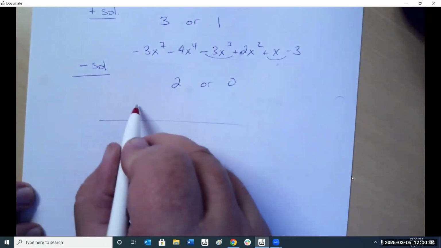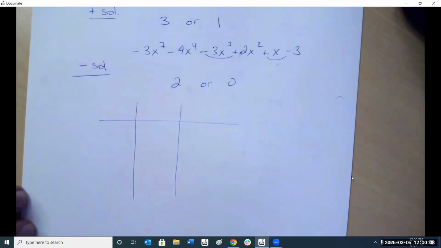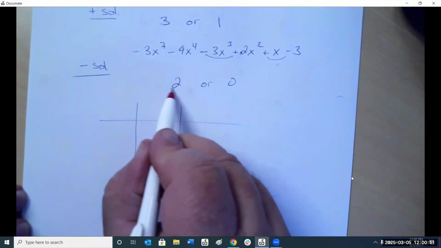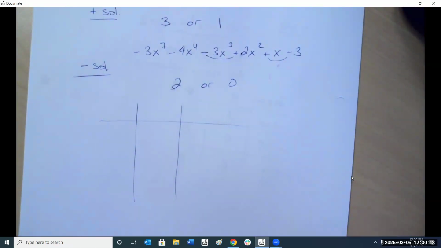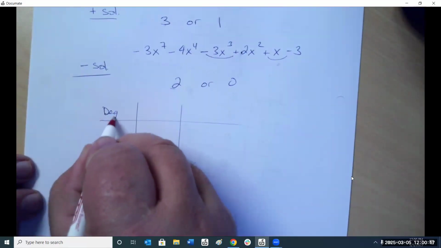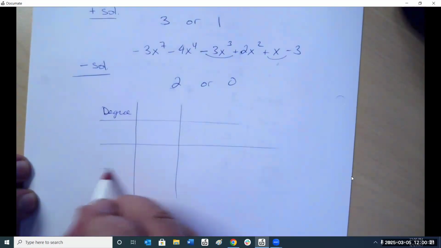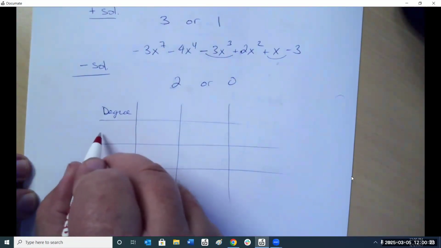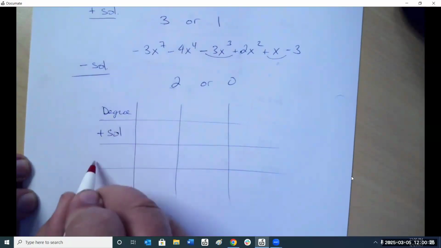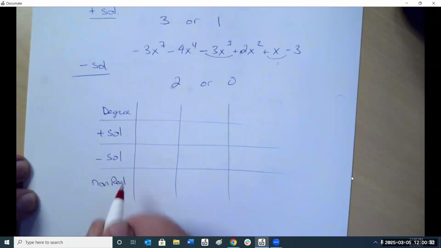So how do you figure out how many solutions you have? Once you figure out how many you have, you keep on subtracting 2 until you can't do it anymore. And that's your "or." Right. So positive solutions, negative solutions, non-real solutions.